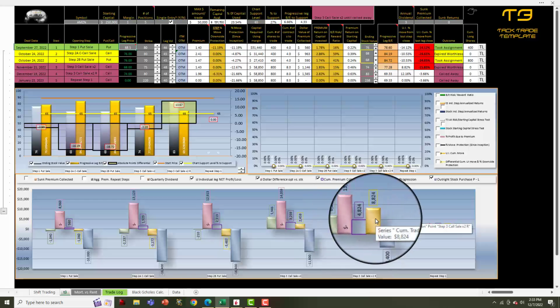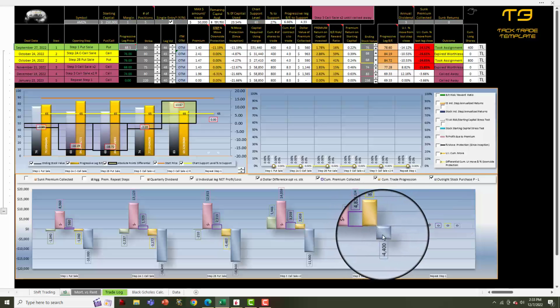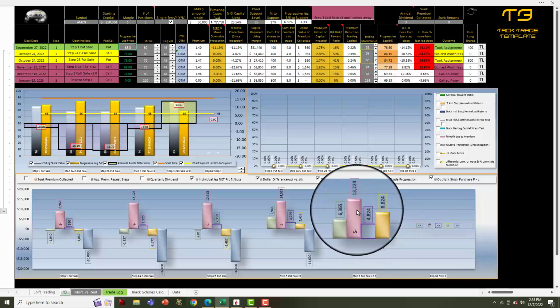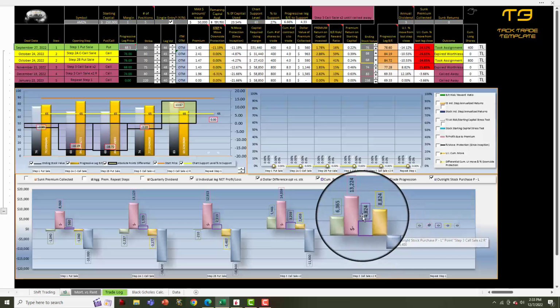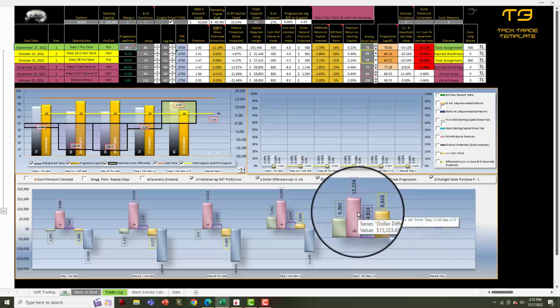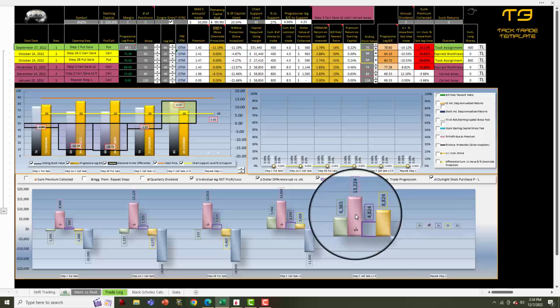Well, it made $8,824. The share purchaser lost $4,400. So the dollar difference in favor of the T3 trade template strategy is $13,224. And that's what this pink metric means.